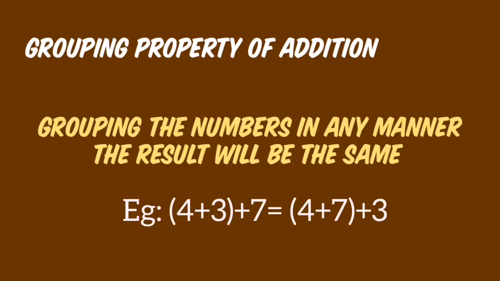And next, grouping property of addition. If we group any numbers, the result will be the same. Let us take an example. 4 plus 3 plus 7. If we do 4 plus 3 as one group plus 7, it is equal to 4 plus 7 plus 3. Both are the same.